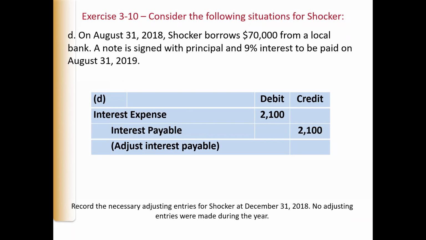How about this one, guys? On August 31st, Shocker borrows $70,000 from a local bank. A note is signed with principal and 9% interest to be paid on August 31st, 2019. You know, we don't just get money for free, although my husband and I just built a new home this past year, and our interest rate was like 2%. So it almost feels like it's free, but that's not reality. Here, 9% interest. When we borrowed the money, we debited cash for $70,000. We credited loan payable or note payable for $70,000.